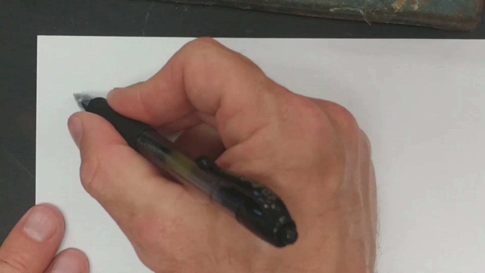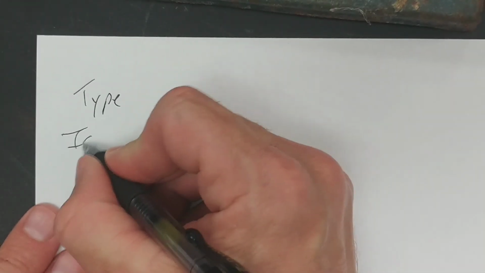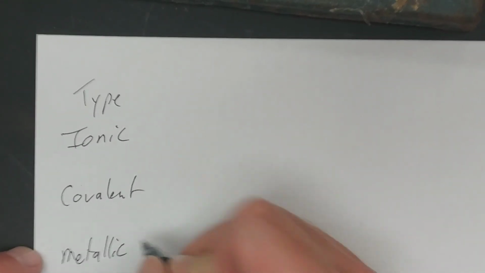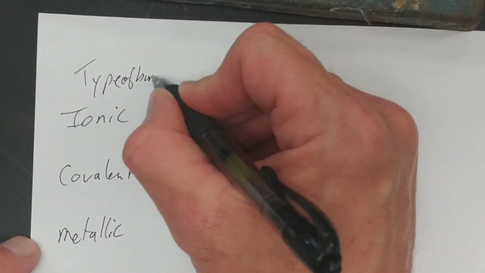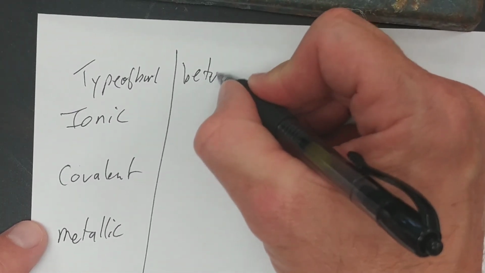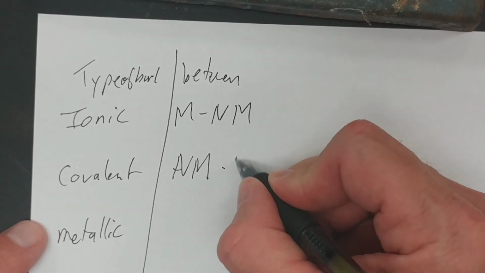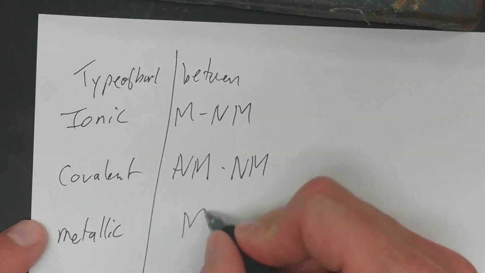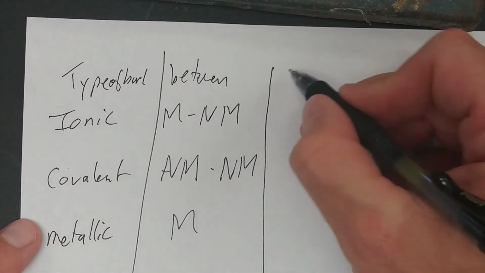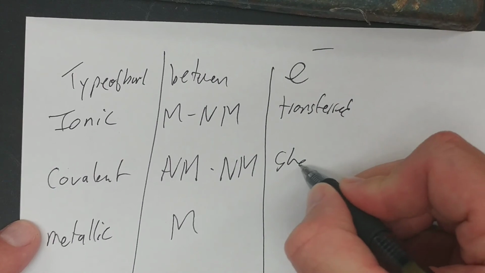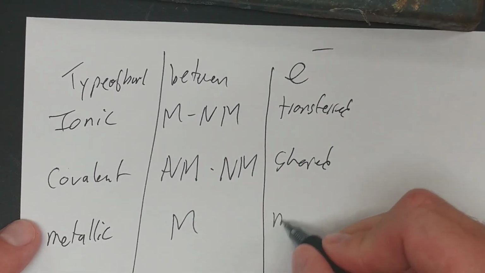All right. Bonding, Unit 4. Types: ionic, covalent, metallic. Yep, these are all bonding, the types of bond. Ionic is between metal and non-metal. Covalent is between non-metal and non-metal. Metallic is just metal. Electrons: ionic, transferred. Covalent, shared. Metallic, mobile.